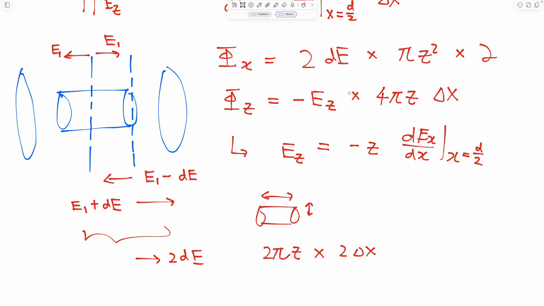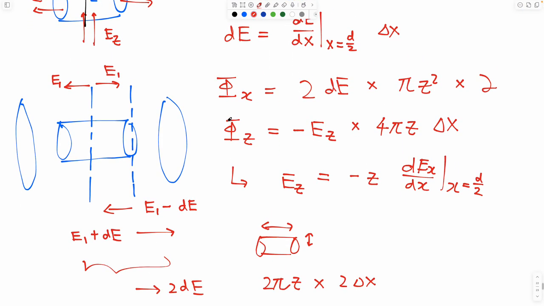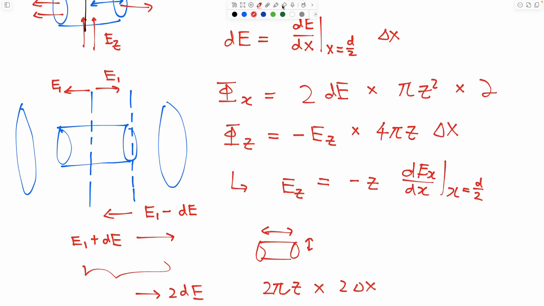Okay, then we take EZ times that. EZ is what we're trying to find at the end of the day, right? That's the perpendicular line field. Oh, it's negative because it's coming in. The other flux is leaving, right? Because the total flux must be zero. Yeah, great.